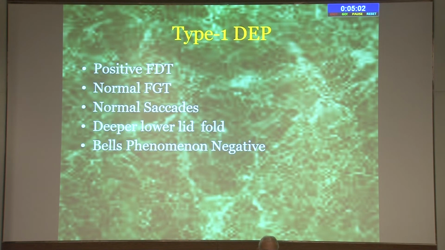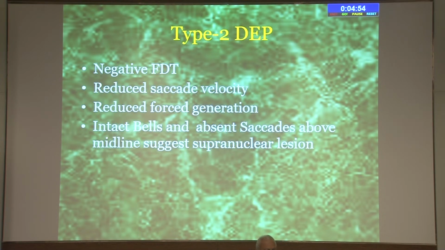In type 1 MED, positive FDT will be there, normal FGT, normal saccades, and deeper lower lid folds. In type 2 MED, FDT will be negative, reduced saccadic velocity will be there, reduced force generation, Bell's is intact, and absent saccades above midline suggest supranuclear lesions.